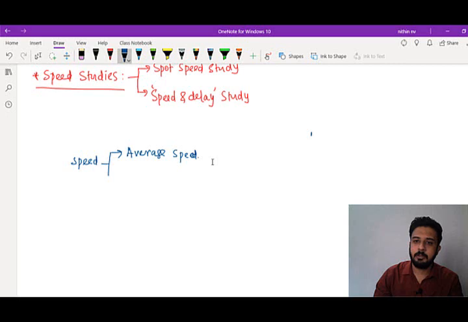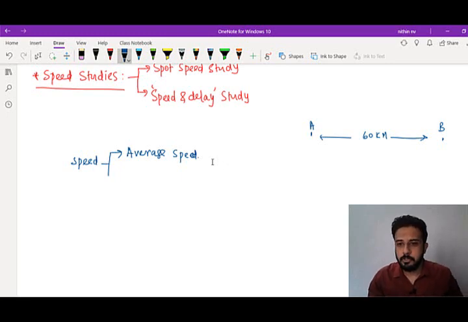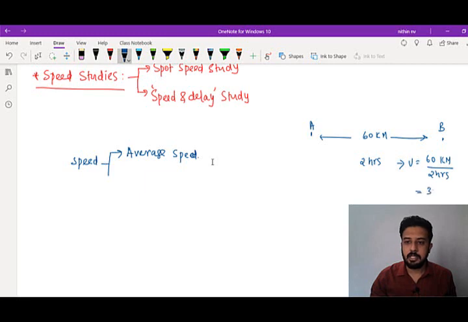Suppose from one location A to B, this is somewhat 60 kilometers apart. A vehicle started from A and it has taken, suppose, 2 hours to reach B. Then what speed will I get? 60 kilometers divided by 2 hours, nothing but 30 kmph, correct? So this is what speed? This is nothing but the average speed.